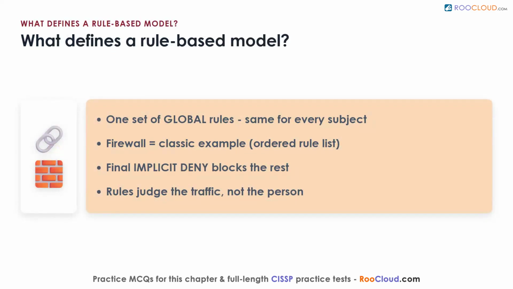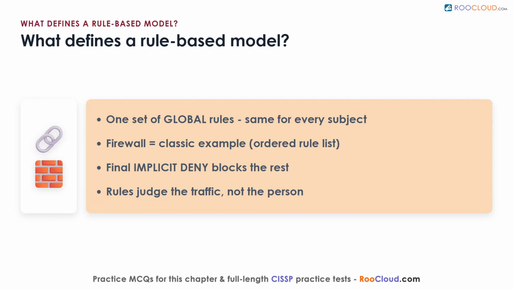Now, a model that treats everyone the same. What defines a rule-based access control model? A single set of rules applied globally to every subject, with no exceptions per person. The classic example is a firewall. It carries an ordered list of rules that permit certain traffic, and it judges every packet against the same list. At the very end sits an implicit deny rule, silently blocking anything the earlier rules did not explicitly allow.